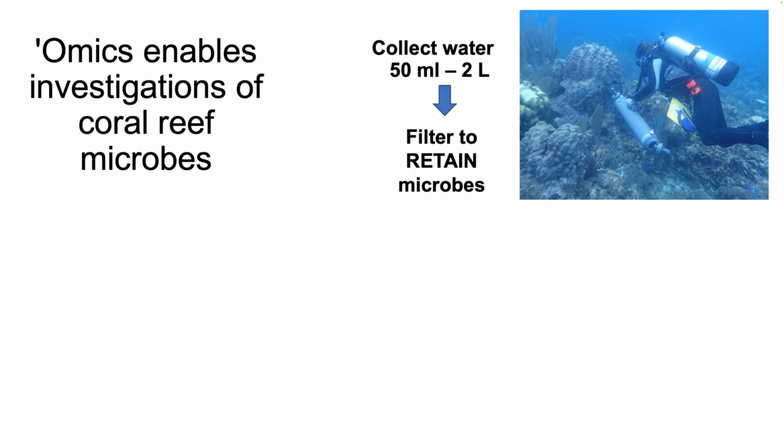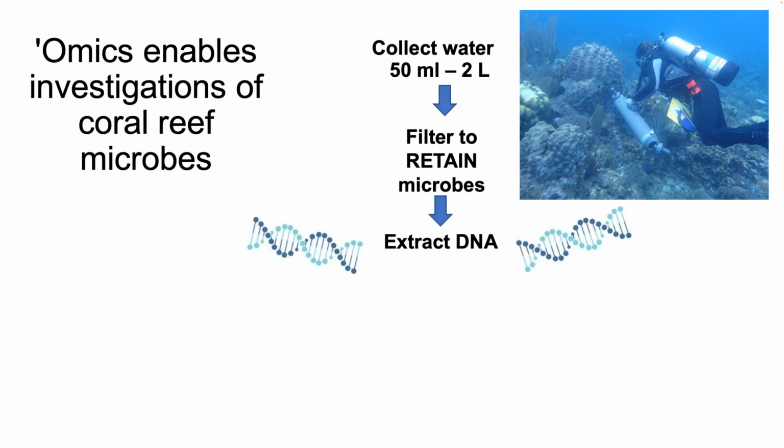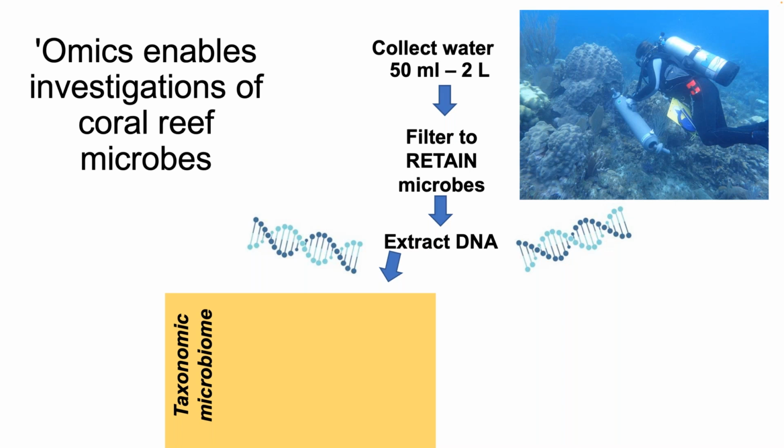And then what we do with that water is we filter it to retain the microbes on the filter. So we get rid of the rest of the water. We just have the microbial biomass, and then we extract the DNA. So the methods in my lab are primarily genomics that we use to examine the microbes. So we extract the DNA, and then we do two different kinds of processes depending on the study. One is what I call the taxonomic microbiome. Many of you might be familiar with this technique where you amplify a marker gene.